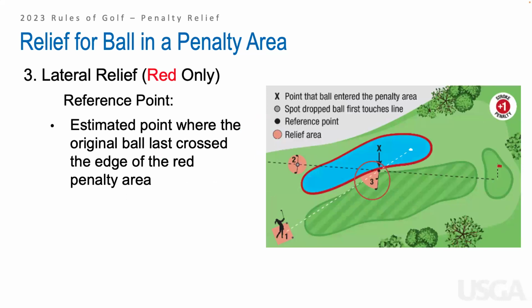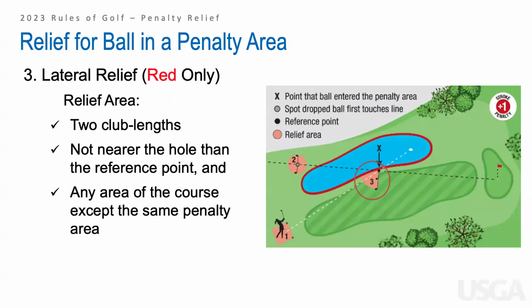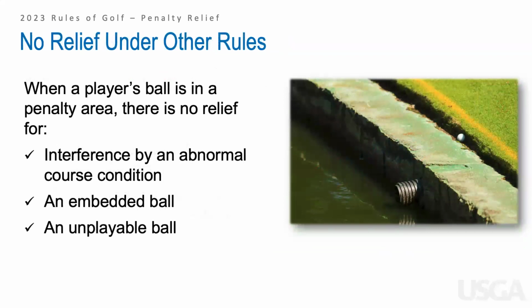In our red penalty areas, we can use the lateral relief option. So you'll take the estimated point where the ball last crossed and you can get your 2 club lengths from there, making sure you're going no closer to the hole than that point. You unfortunately are not going to get relief under any other rules.